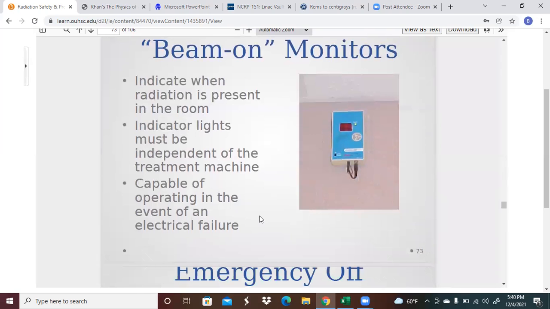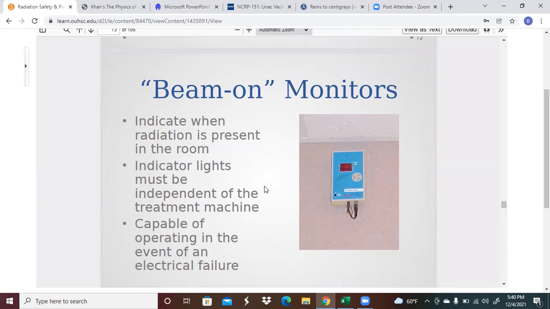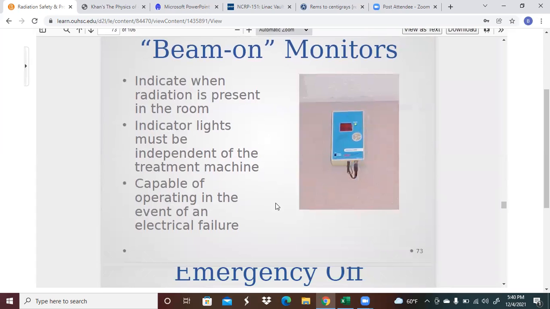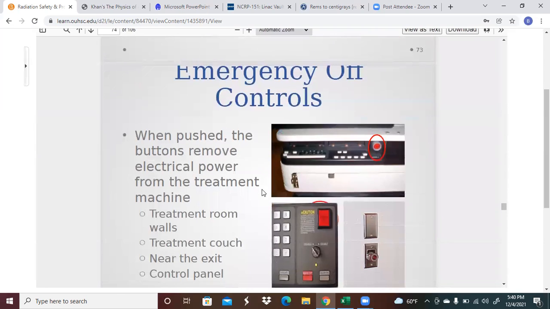Beam on monitors indicate when radiation is present in the room. Indicator lights must be independent of the treatment machine. In other words, you can't have them depending on the same system. It's not going to work. These are capable of operating in the event of an electrical failure.